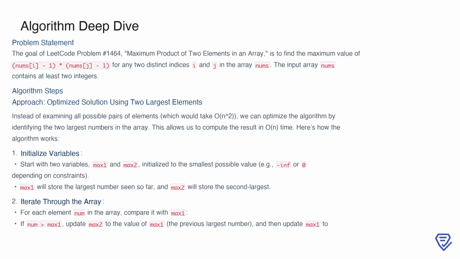To achieve this, we initialize two variables, max1, which will store the largest number, and max2, which will store the second largest number. These values are updated as we iterate through the array, ensuring that we only need one pass to determine the two largest numbers. Once we have them, computing the result becomes straightforward by using the formula (max1 - 1) * (max2 - 1).